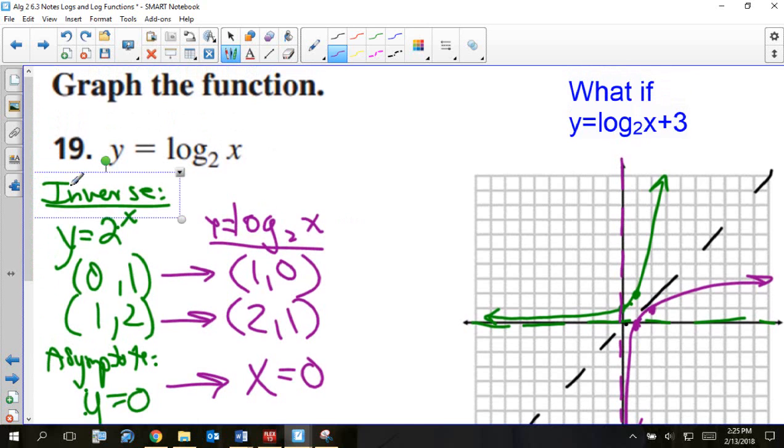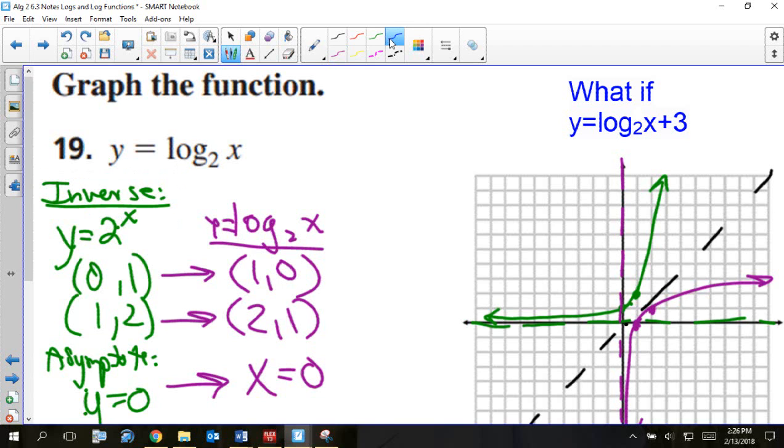What if, instead of y equals log base 2 of x, I gave you y equals log base 2 of x plus 3? What would that tell you, this blue one, compared to my purple one? What would that tell you is happening? Do you know if it's up or do you know if it's left? Up is correct.